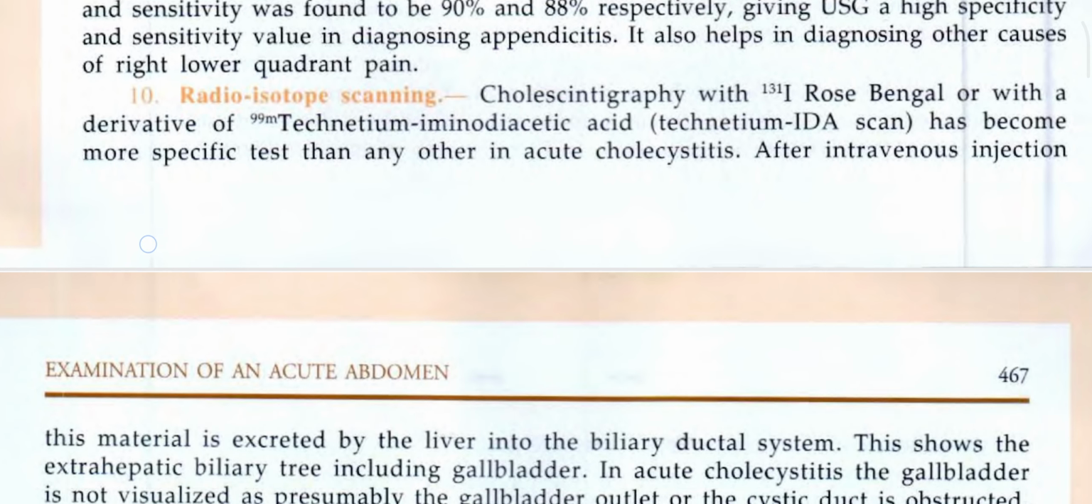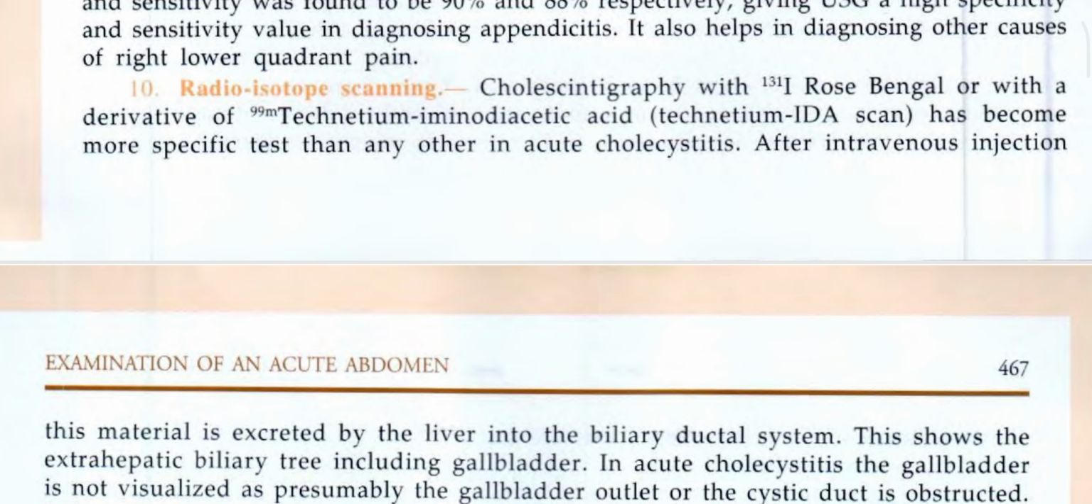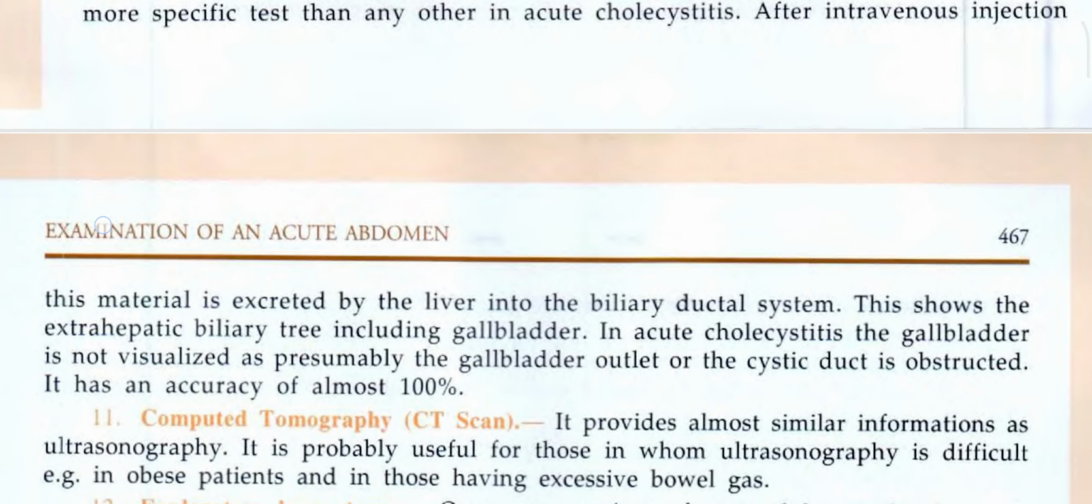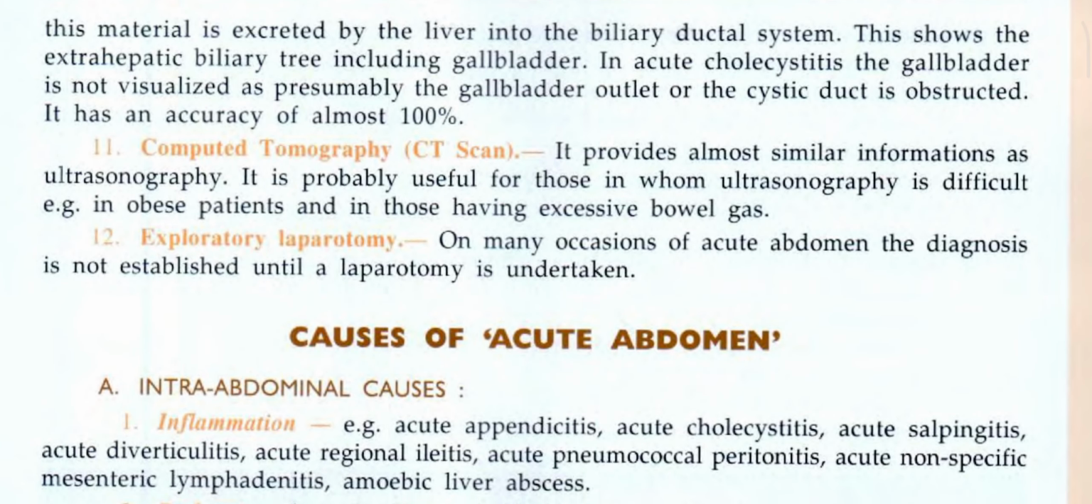Radioisotope scanning. Cholecystography with iodine-131 rose bengal or with a derivative of technetium-99m iminodiacetic acid. Technetium IDA scan has become a more specific test than any other in acute cholecystitis. After intravenous injection, this material is excreted by the liver into the biliary ductal system. This shows the extrahepatic biliary tree including the gallbladder. In acute cholecystitis, the gallbladder is not visualized, as presumably the gallbladder outlet or the cystic duct is obstructed. It has an accuracy of almost 100%.